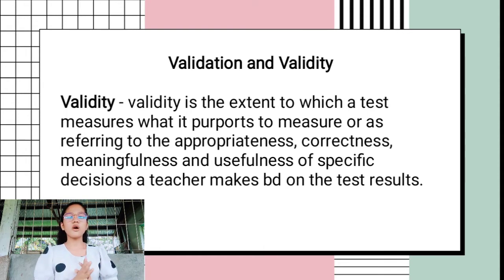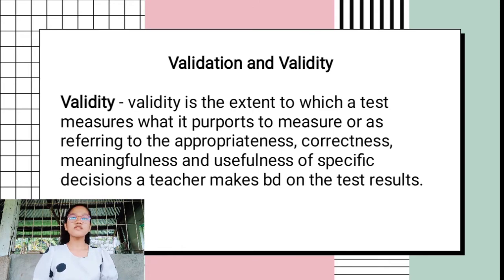And now we are going to tackle validation and validity. After performing the item analysis and revising the items which need revision, the next step is to validate the instrument. The purpose of validation is to determine the characteristics of the whole test itself, namely the validity and reliability of the test. Validation is the process of collecting and analyzing evidence to support the meaningfulness and usefulness of the test.